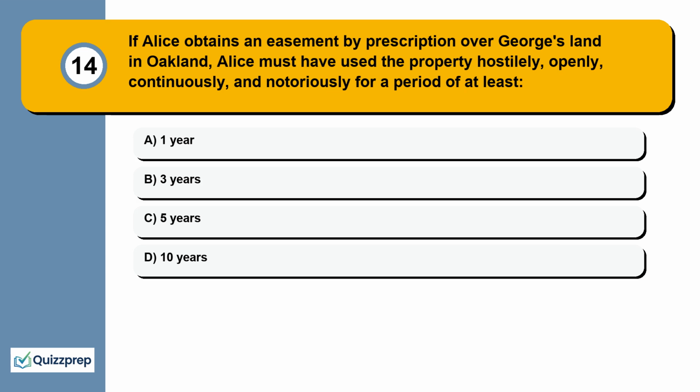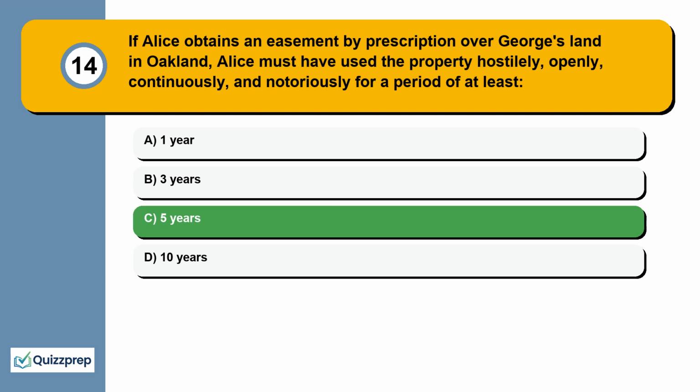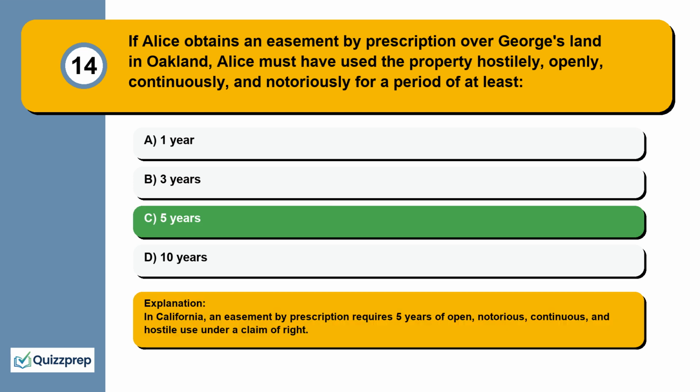Question 14. If Alice obtains an easement by prescription over George's land in Oakland, Alice must have used the property hostilely, openly, continuously, and notoriously for a period of at least 1 year, 3 years, 5 years, 10 years. In California, an easement by prescription requires 5 years of open, notorious, continuous, and hostile use under a claim of right.